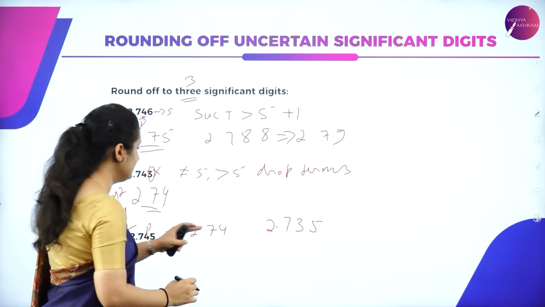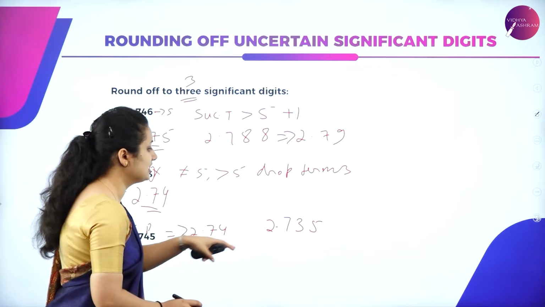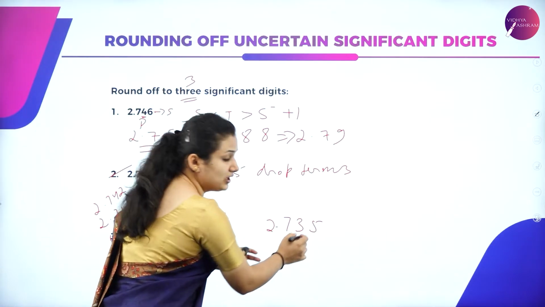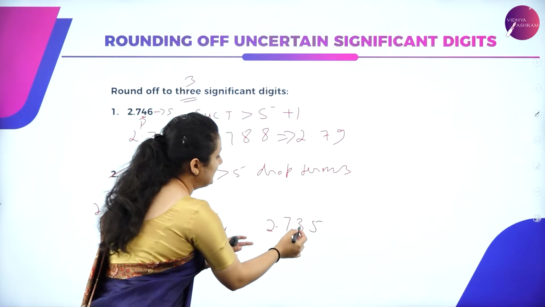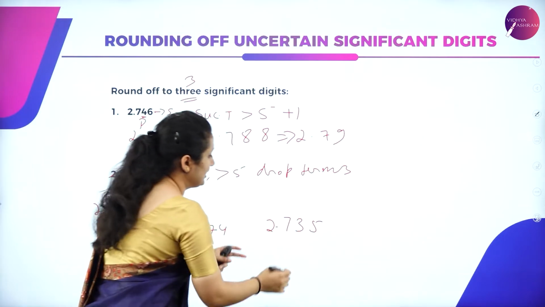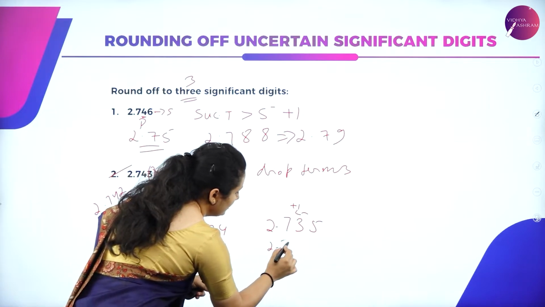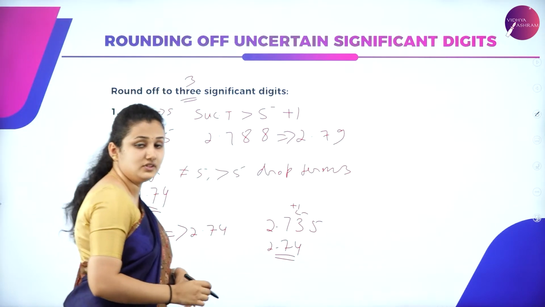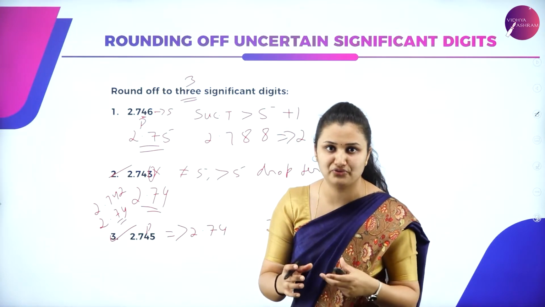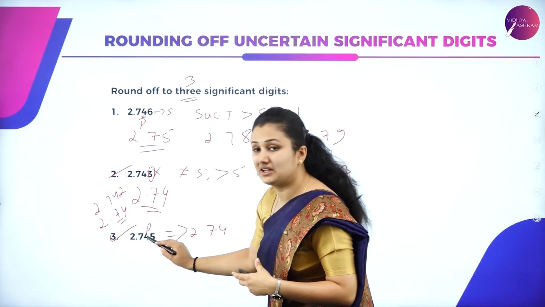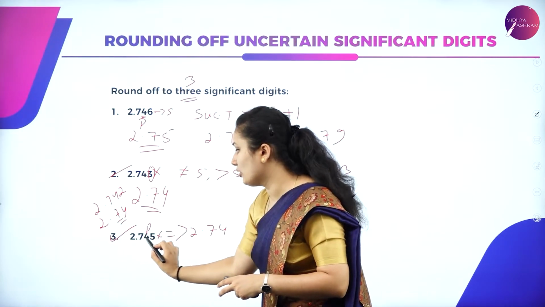Consider if it is 2.735. Instead of 4, I have an odd term as the preceding term. Now it is equal to 5. If it was 6 or 7, then I would have added 1. But here it is equal to 5. If it is odd, you will add plus 1 to the odd term, giving 2.74. So when your succeeding term is equal to 5 and the preceding term is even, then we will drop the 5. It will be only 2.74.